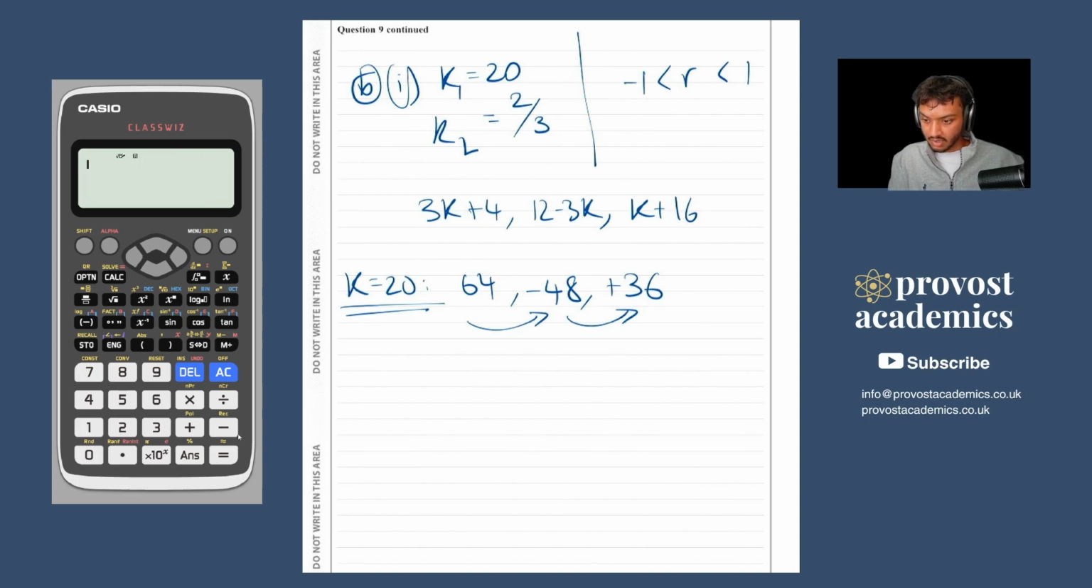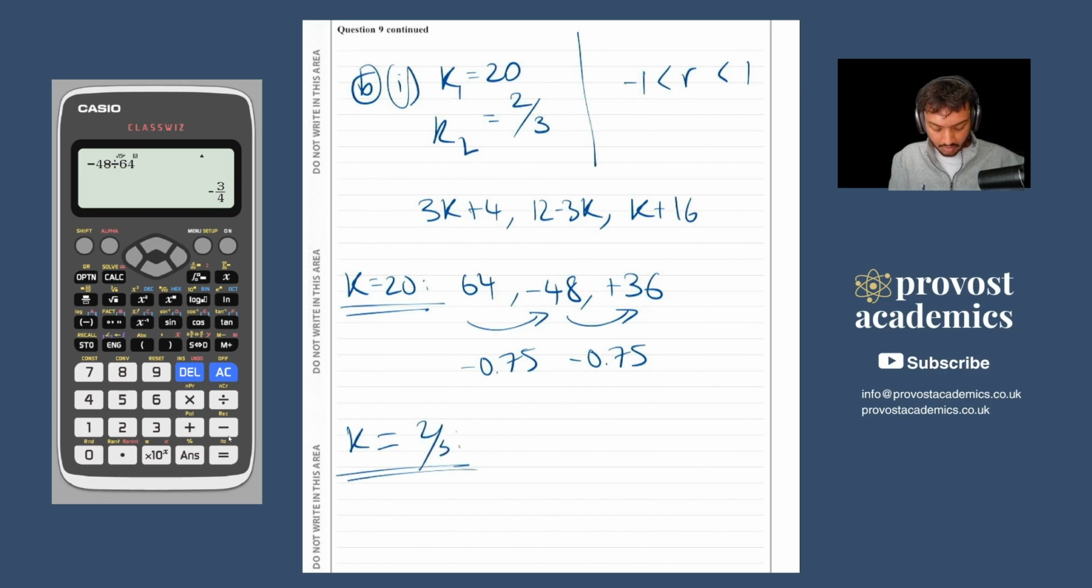Let's actually try that out. Minus 48 divided by 64 gives us minus 0.75. And the next ratio is going to be minus 0.75 again, which is why the negative sign disappears. I think that's my answer, but I'm still going to find the other one for the sake of completeness.